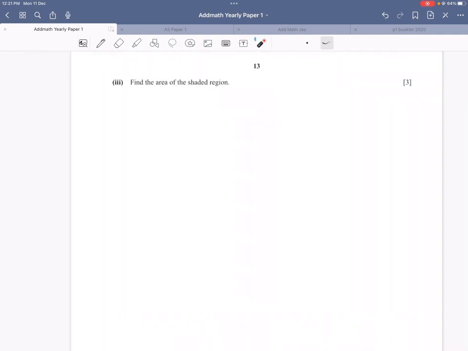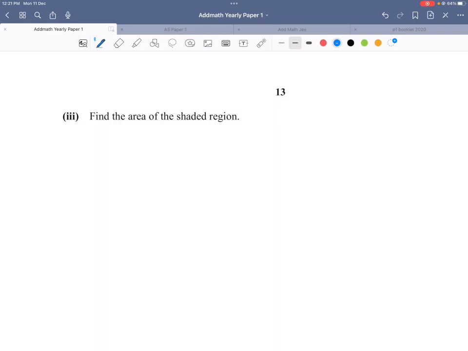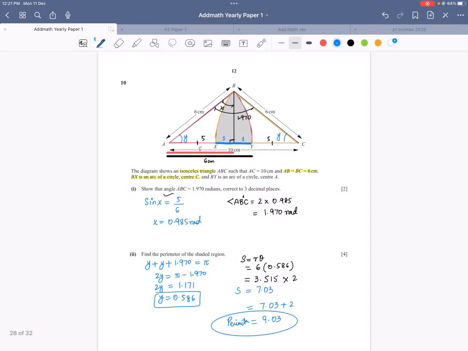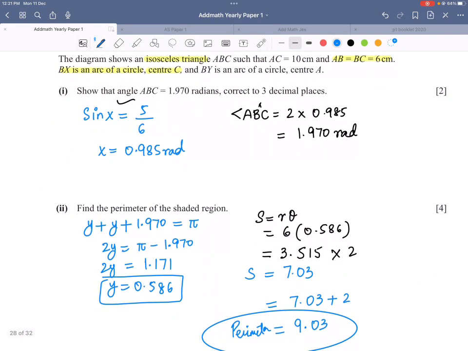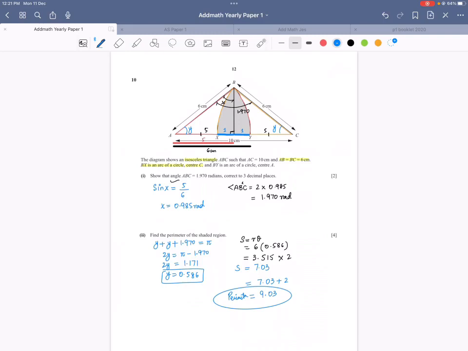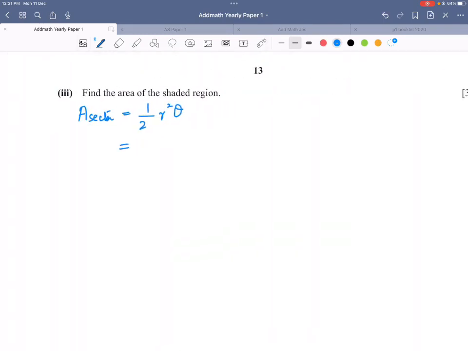Step by step. First, I will start with the area of the sector. The working formula is 1 upon 2 r squared theta, right? Since both of the sectors are equal, the value for y we have already found is 0.586, and the radius is 6, so 0.586.